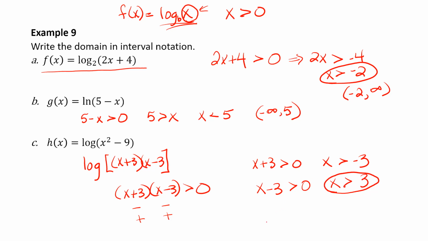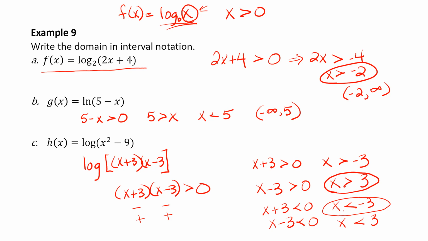And then when are they both negative? Well, x plus 3 is less than 0 and x minus 3 is less than 0. That happens when x is less than negative 3 and x is less than 3. And so when are both of these things true at the same time? Well, if x is less than negative 3, it's certainly less than 3. So it has to be this.